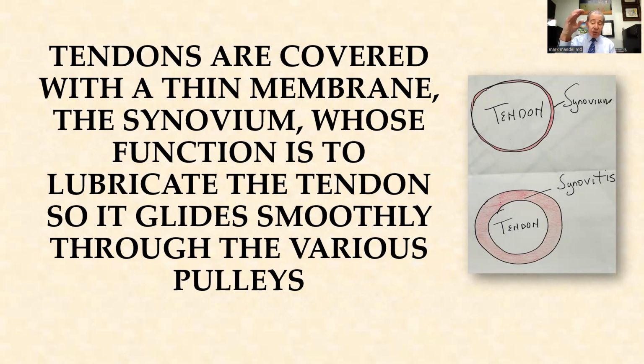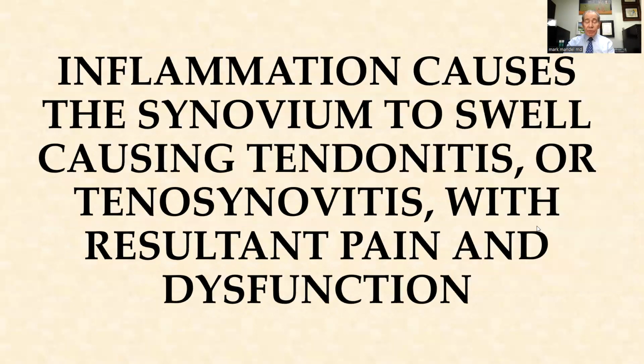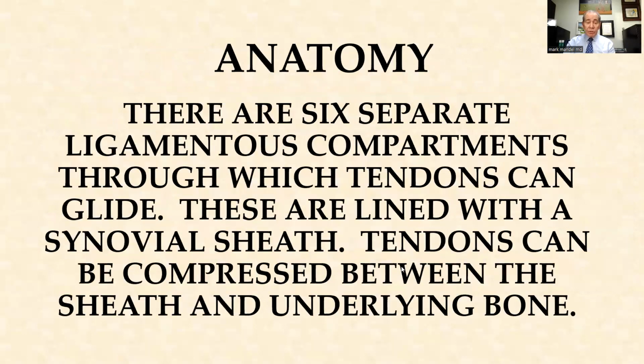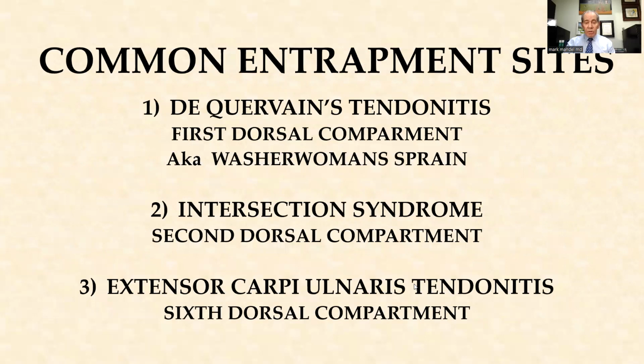Because if you look at your own hand, for instance, when you cup your hand, the tendons do not bowstring across the palm. The reason is they go through a series of pulleys. Inflammation causes the synovium to swell, so it's called tendinitis. Actually, it's tenosynovitis, and results in pain and dysfunction. At the back of the wrist, the tendons are held down by a dorsal retinaculum, and there are six separate compartments through which they glide. Any of these can be involved in swelling. The most common, of course, is the de Quervain's tendinitis, first dorsal compartment.